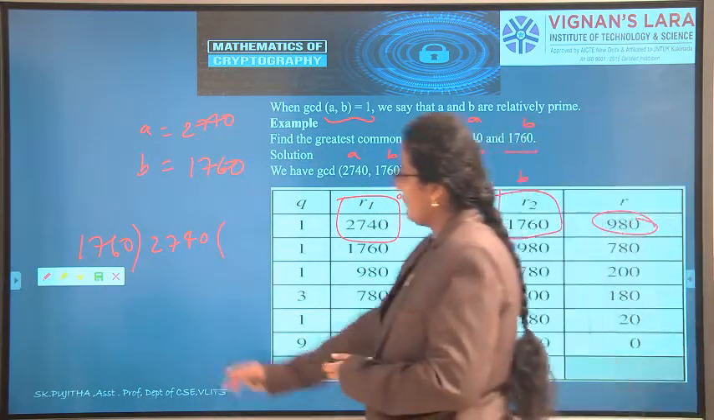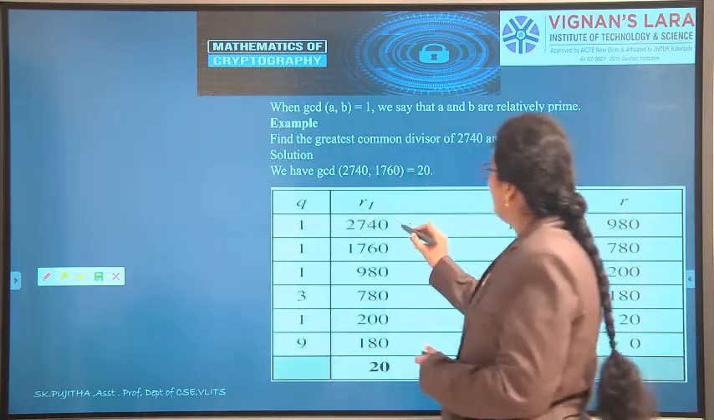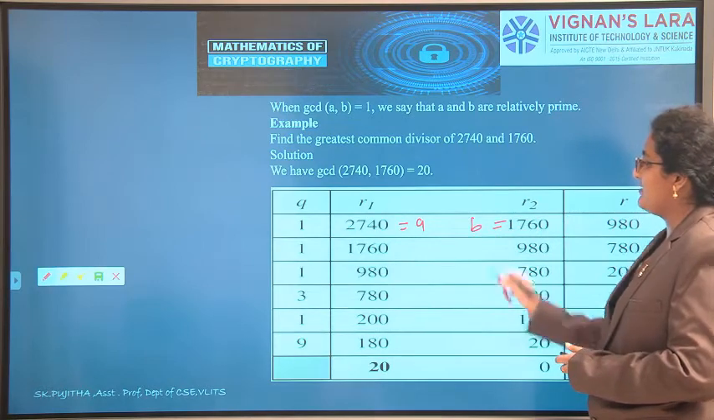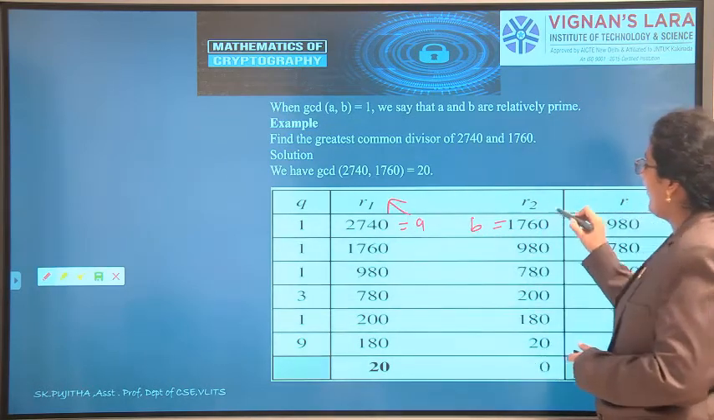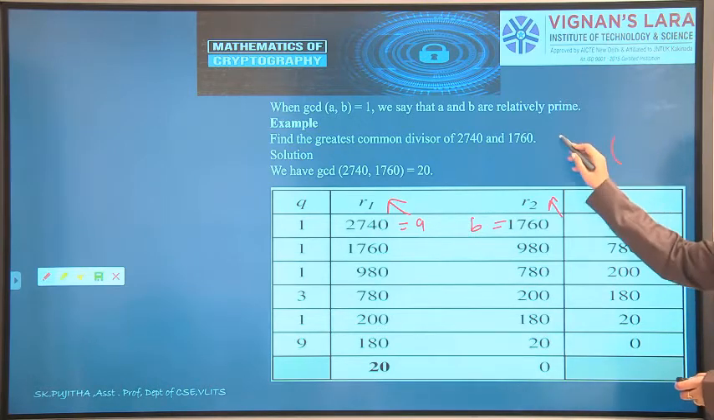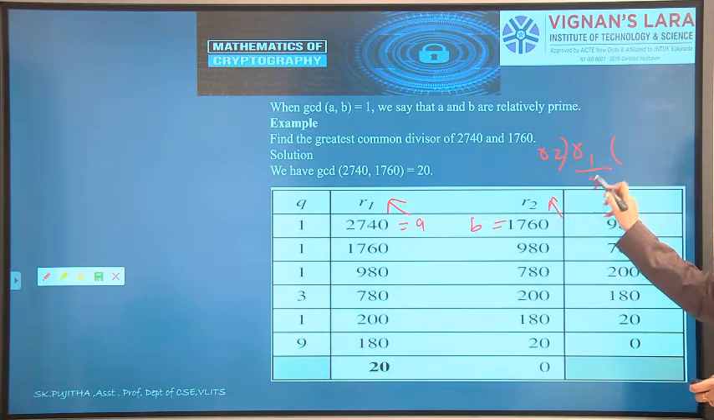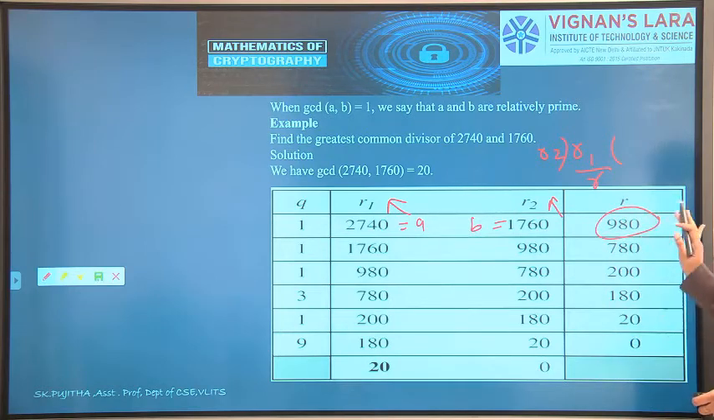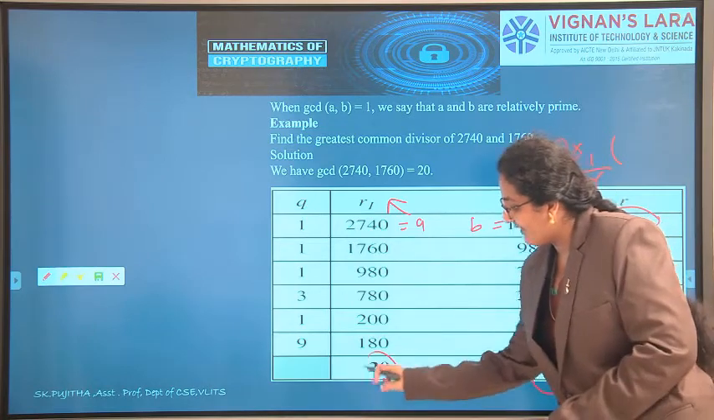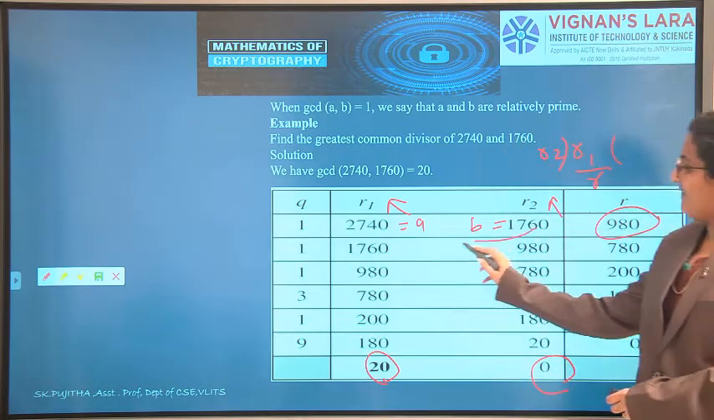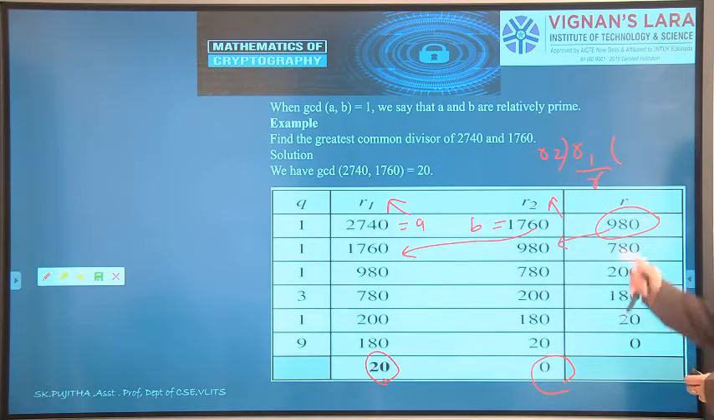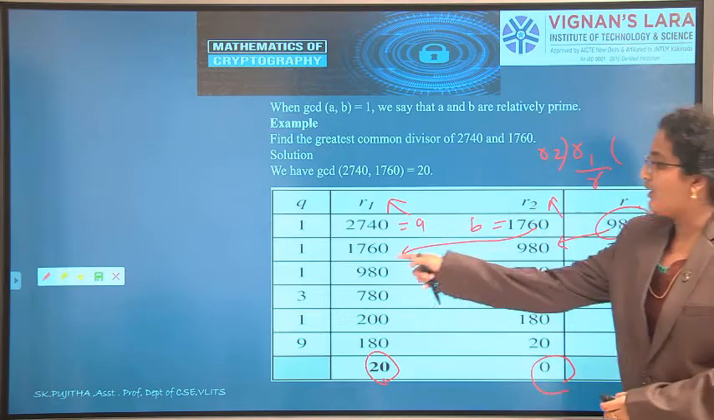See, this is A, 2740 is A, 1760 is B. That we have initialized to R1 and R2. And by dividing R1 with R2, we will get the remainder R. That is 980. This process should be repeated until R2 is 0 and GCD will be R1. So what we have done? Taken 1760, taken 980 here. Same way, giving R value to R2, R2 value to R1.